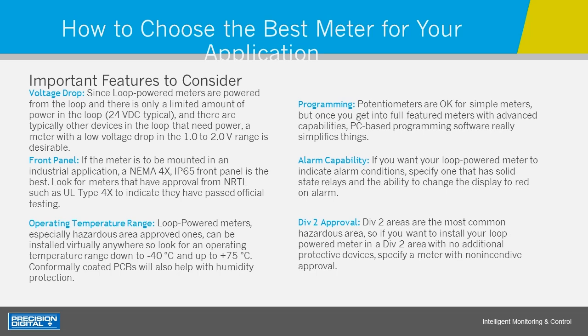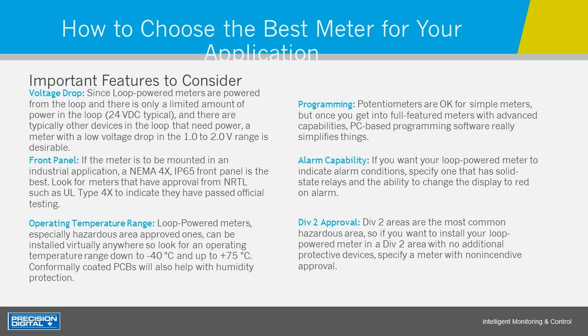And as we mentioned earlier, we've got Div 2 approvals. So anytime you know that you're in a Division 2 area, which is the most common hazardous area that you see these installed in, going with a loop-powered meter is a great consideration because it's going to save you a whole lot of hassle and cost. So there's plenty of reasons why you'd want to use loop-powered meters. For example, the Div 2 approvals.